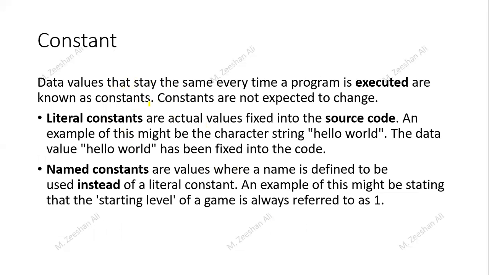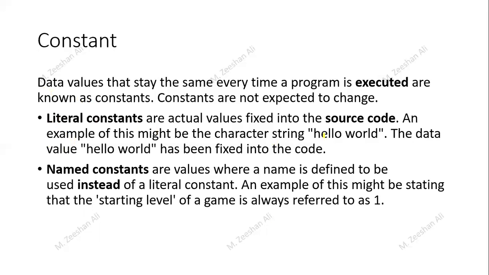Constants remain the same. They are values that are not changed during the execution of the program. So what this slide says is that data values that stay the same every time a program is executed are known as constants. Constants are not expected to change. Okay, so there are two different types of constants. One of them is called literal constants.